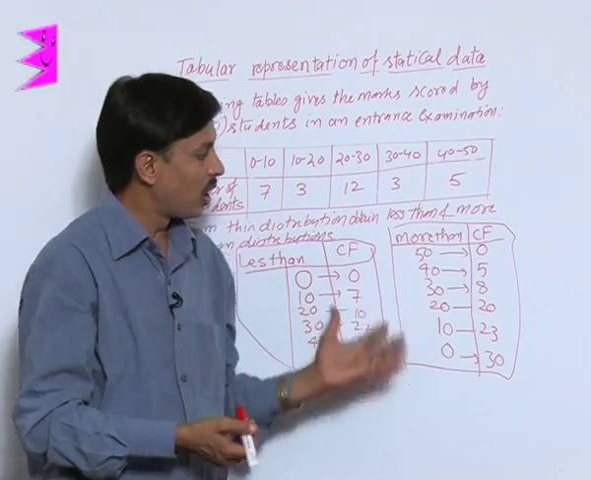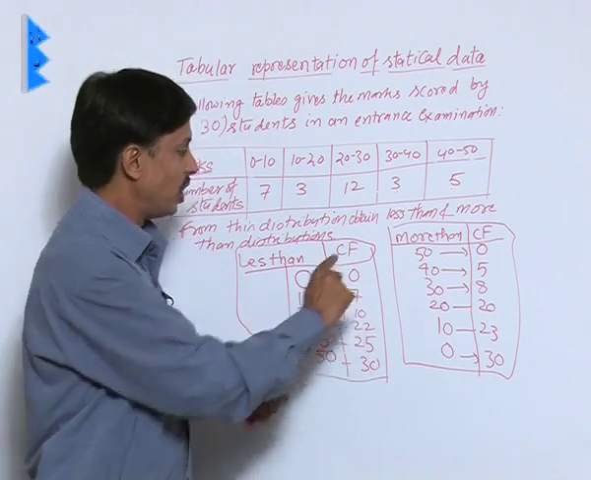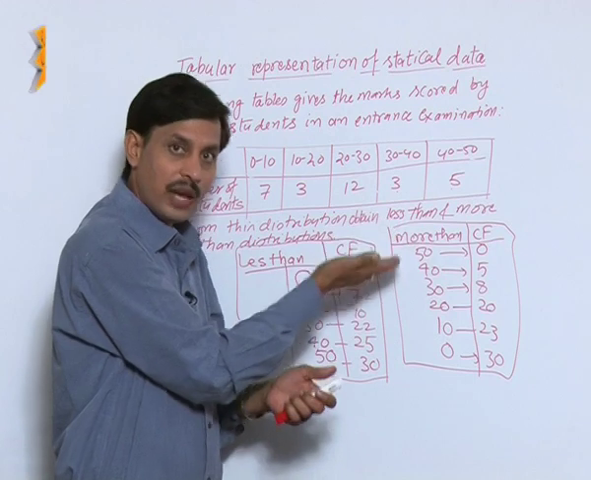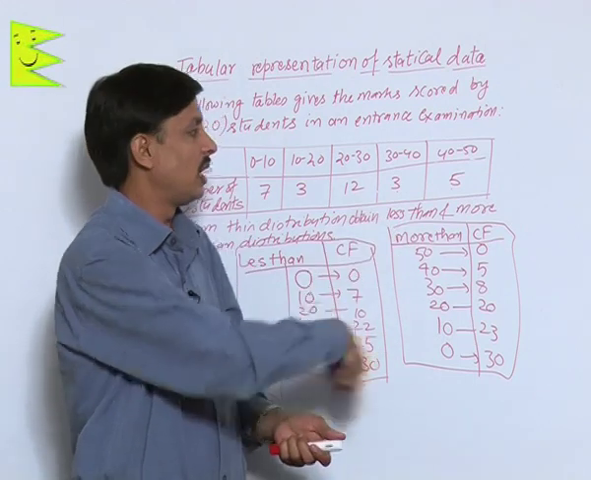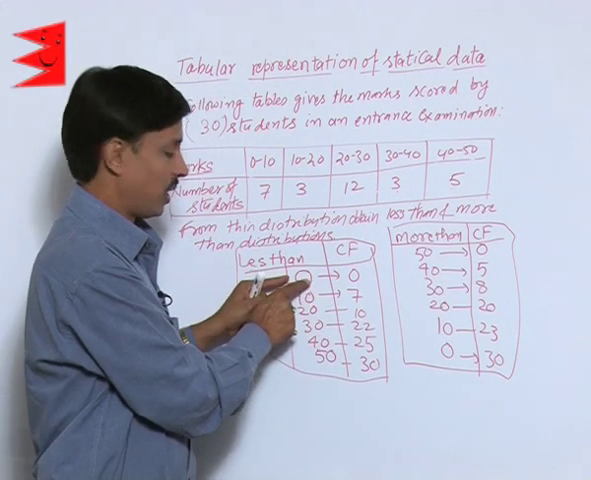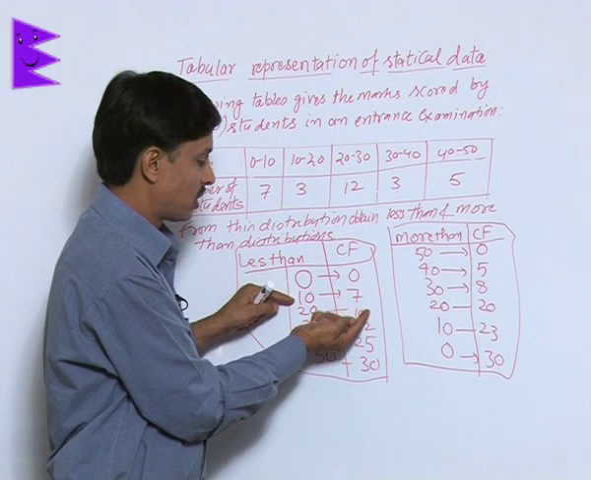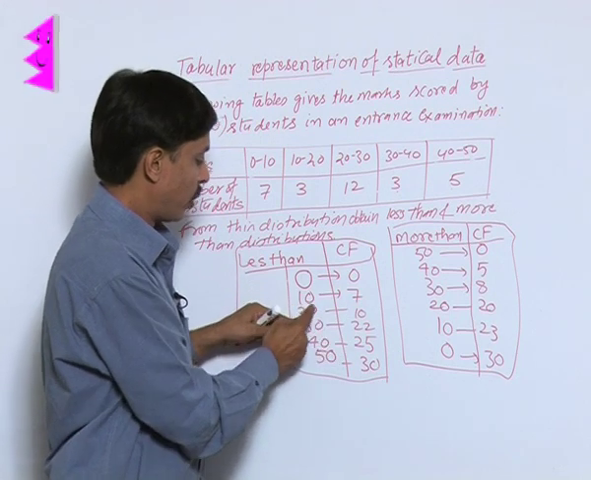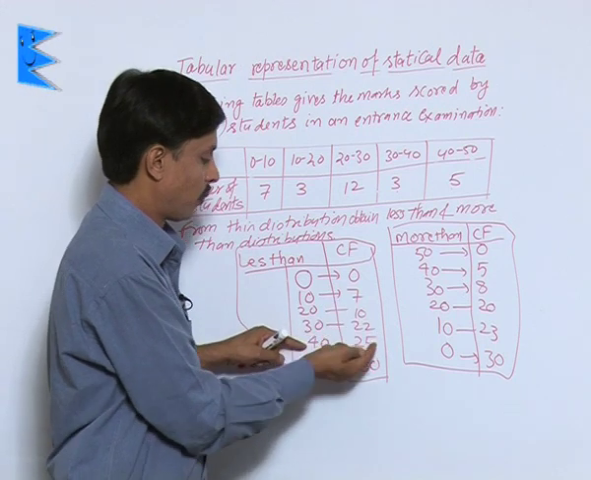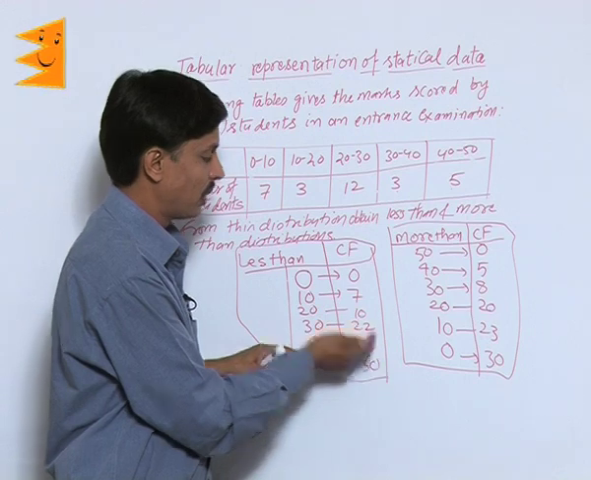The reverse of this distribution is also possible. If either of these informations is given, then we can ask you to make the table of intervals also. For that, if this case is given, 0 to 10 you will say 7, 10 to 20 you will subtract 7 from 10, 3, 20 to 30 you will say 22 minus 10, 12, 30 to 40, 25 minus 22, you will say 3, 40 to 50 you will say 5.